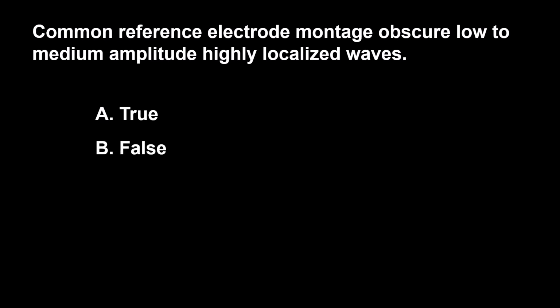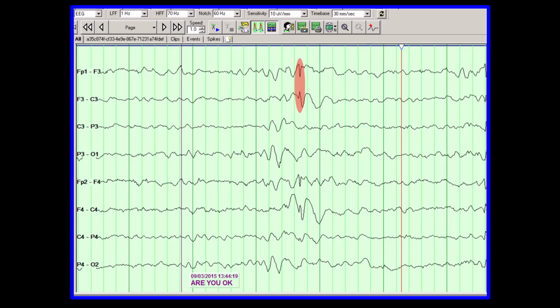Next question. Common reference electrode montage obscure low to medium amplitude highly localized waves. A true, B false. This frame highlights a bipolar montage with a medium amplitude spike arising from F3. This spike is clearly seen using bipolar montage, and each spike has the same size because the distance between FP1 and F3 and between F3 and C3 is the same.